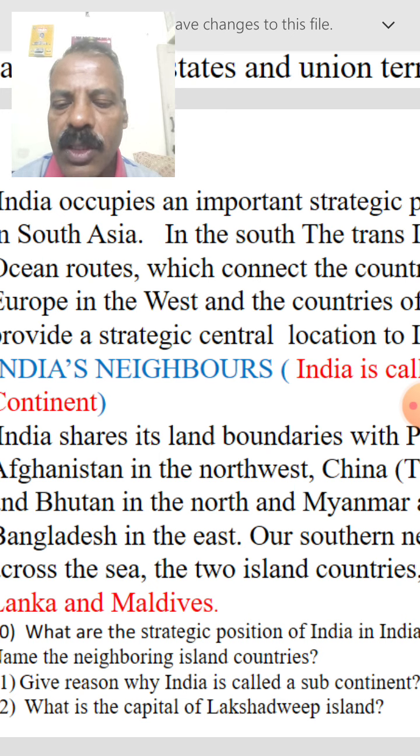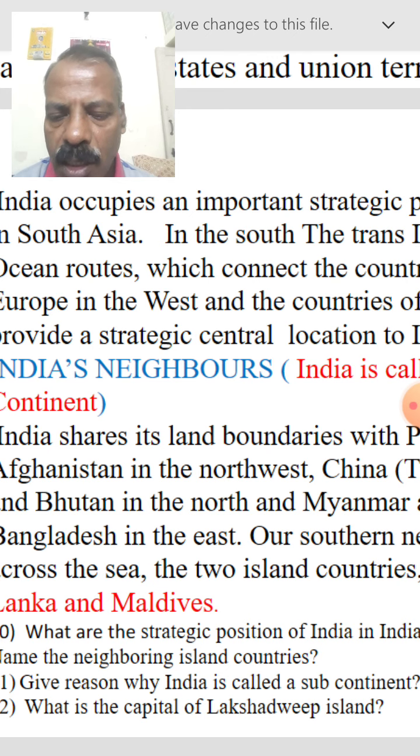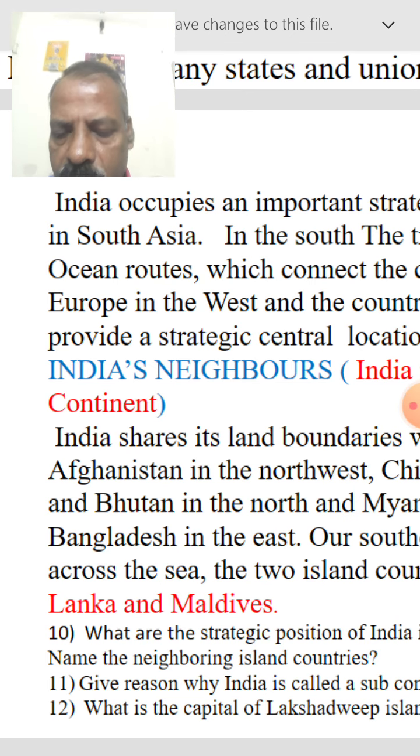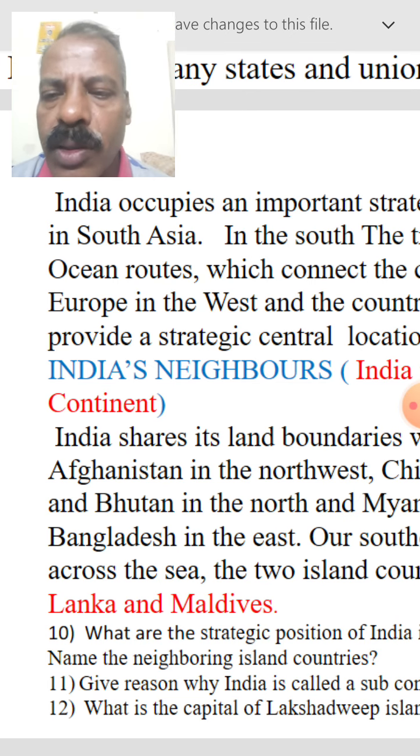It is neighboring Pakistan and Afghanistan in the northwest, Nepal, Bhutan and China in the north, Myanmar and Bangladesh in the east, and in the south the island countries Sri Lanka and Maldives. So India is called a subcontinent. I think now you understood.